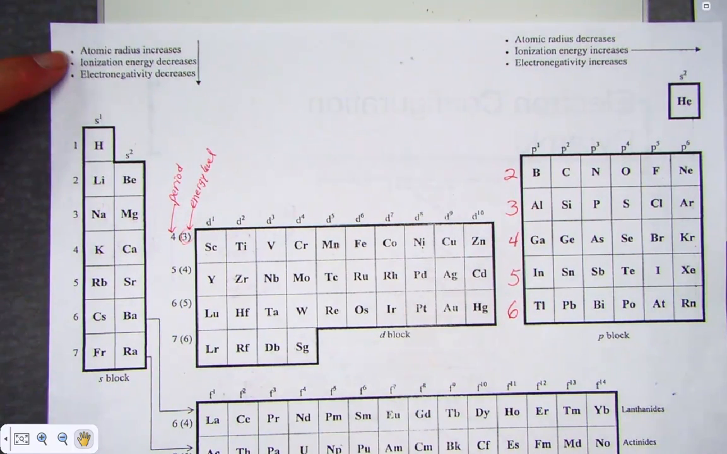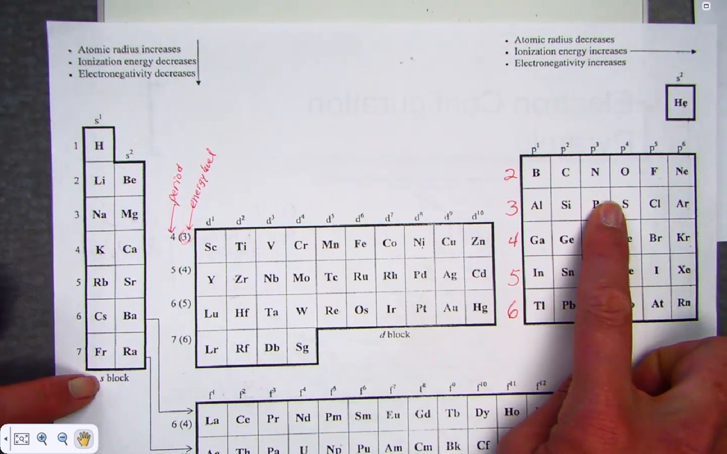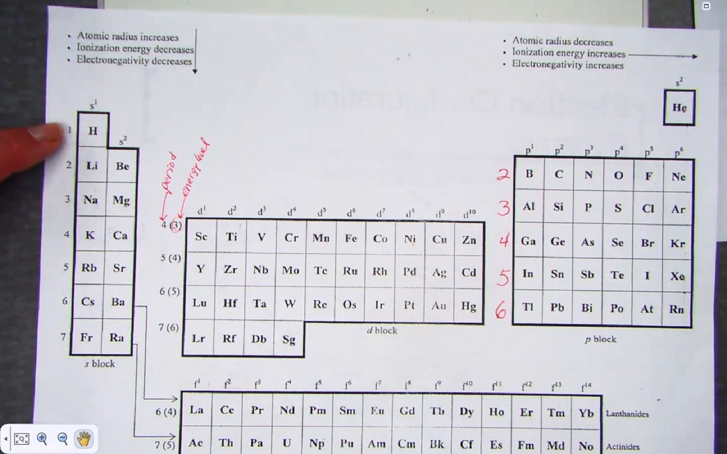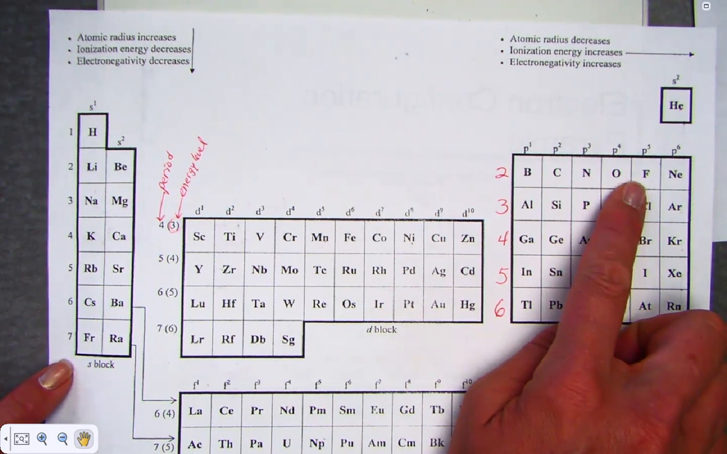We said atomic radius increases. Atoms get bigger as you go down, smaller as you go across. Ionization energy, the ease of losing electrons. Electronegativity, pulling electrons towards yourself in a chemical bond. Atoms get bigger going down. Atoms lose electrons easier when you go down. Atoms do not want to pull electrons towards themselves as you go down, so you're looking at the lowest electronegativity, highest top right.